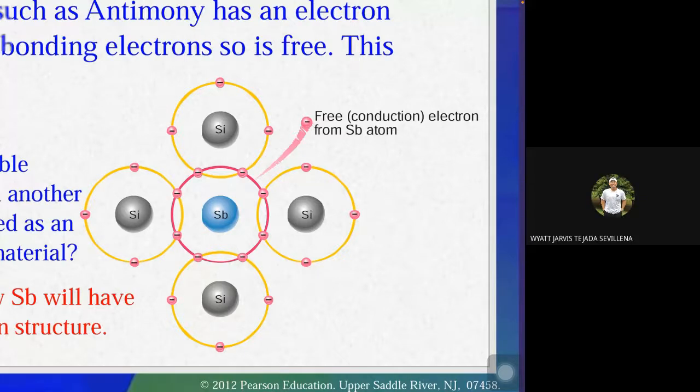Sir, what is the process of doping? The process of doping is just the addition of impurity atoms. In this case, if we begin with pure silicon, a semiconductor material, doping is the name of the process of adding an impurity atom, in this case, antimony.